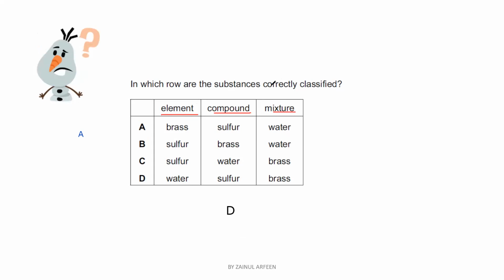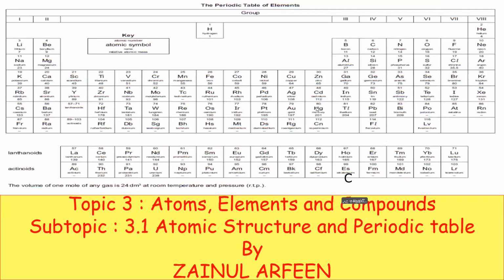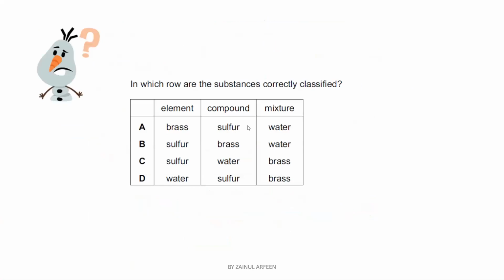So how can you identify the element? For elements, you can check the periodic table. I will show you the periodic table. Just a minute. What you see in the periodic table are all elements. Can you find sulfur here? You can see sulfur is in group 6. That is the position of sulfur. The periodic table is showing the elements only. So sulfur is an element. So in the first column, the element should be sulfur.